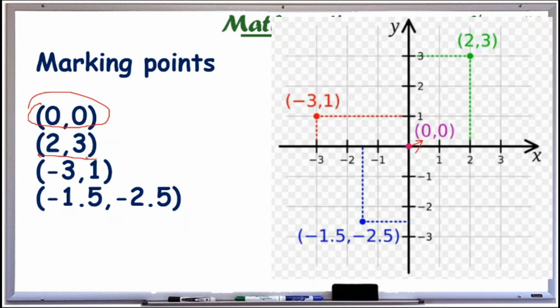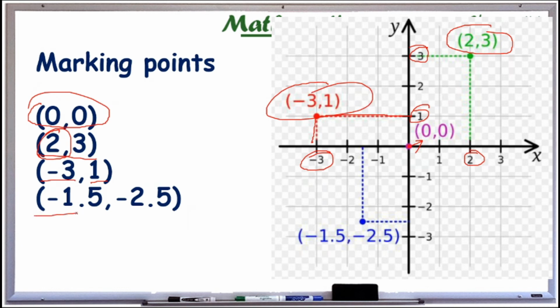For representing 2 comma 3, first I have to take 2 on the x-axis and 3 on the y-axis, and the combination gives the point 2 comma 3. And for minus 3 comma 1, I take minus 3 on the x-axis and 1 on the y-axis, and the combination of both gives minus 3 comma 1. For minus 1.5, minus 2.5, minus 1.5 is here, minus 2.5 is here.